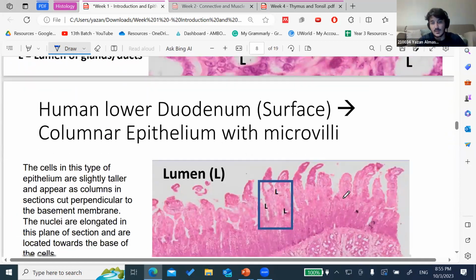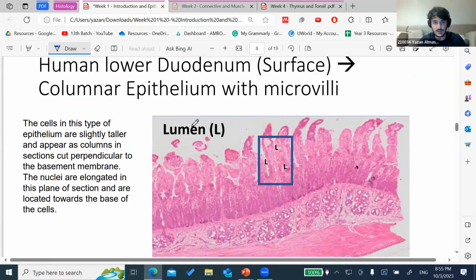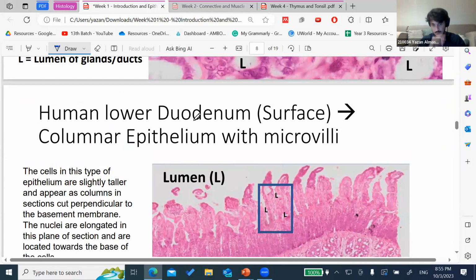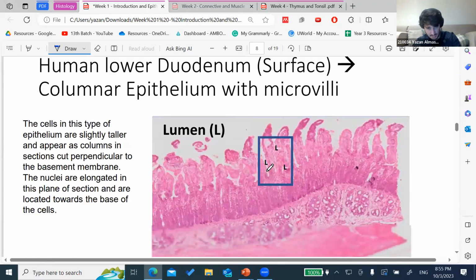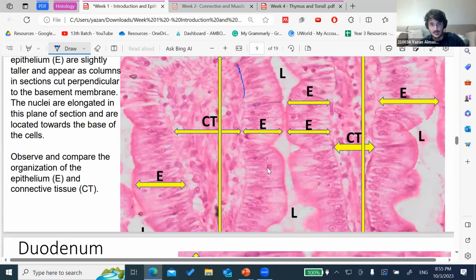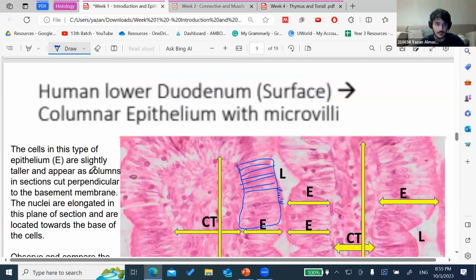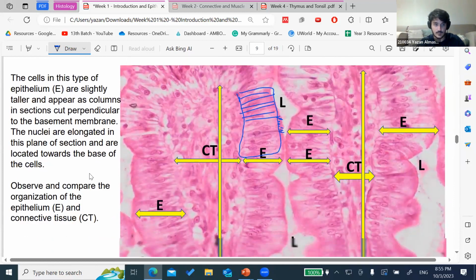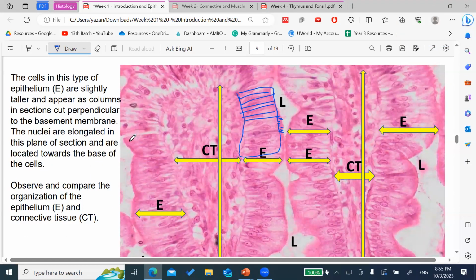Okay. So next one is this one in the duodenum. Now it's not the glands, it's the epithelium. And remember, the epithelium in the gastrointestinal tract usually has microvilli. So here is the epithelium. Again, here is the epithelium. These cells look like columns, and they have the microvilli. So what do you call this type of epithelium? Simple columnar. Simple columnar epithelium with microvilli.